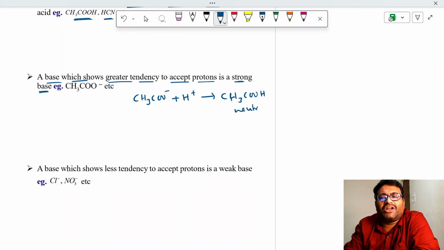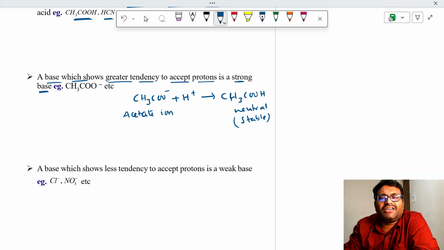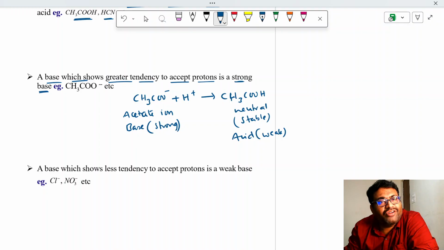So it became neutral. Now it is stable. So it readily accepts this H plus. So what is this? Acetate ion. Acetate ion is a strong base. What is this? This is an acid actually. Weak. What is this base? Automatically it is the conjugate base. It will be strong. Before also we have discussed, the conjugate base of a weak acid is strong.